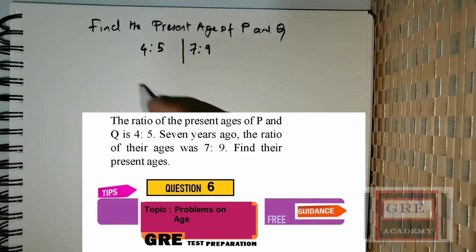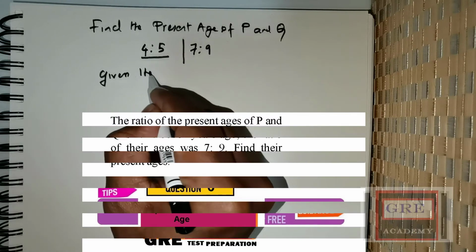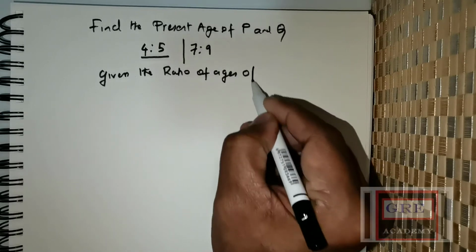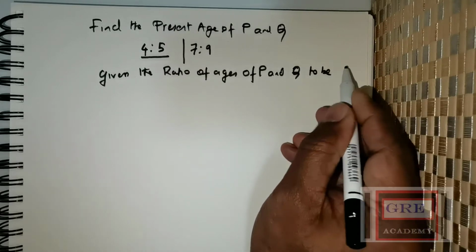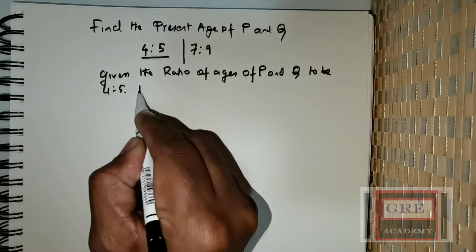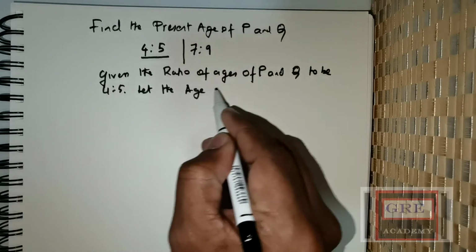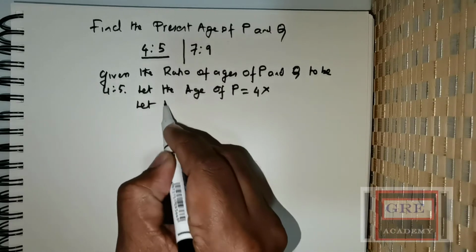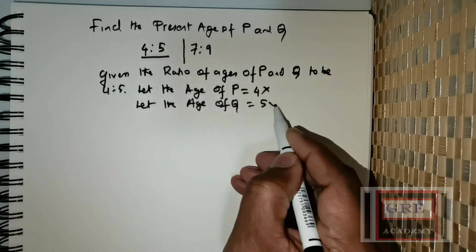So, how are we going to do this question? So, foremost, we know that the ratio is given. So, what is given? Given the ratio of ages of P and Q to be 4:5. So what I'm going to do, I'm going to make this assumption. Let the age of P be equal to 4x. Next, let the age of Q be equal to 5x.